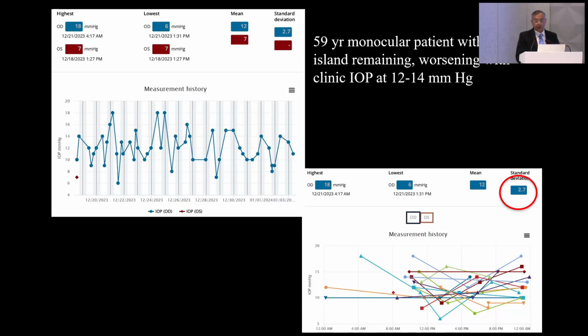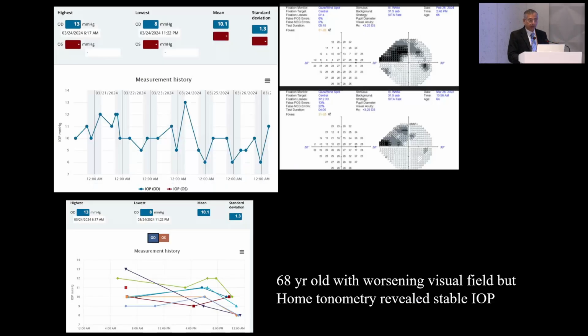This is another patient, sorry. This one is a monocular patient, 59-year-old. He has lost his other eye to high myopia, detachment. Okay, last two slides, thank you. But we needed to convince ourselves that he is getting worse because of pressure fluctuations. And indeed, this was able to convince us.